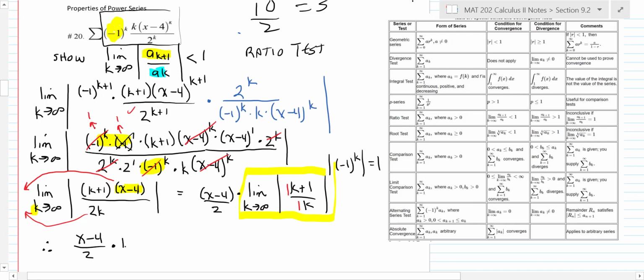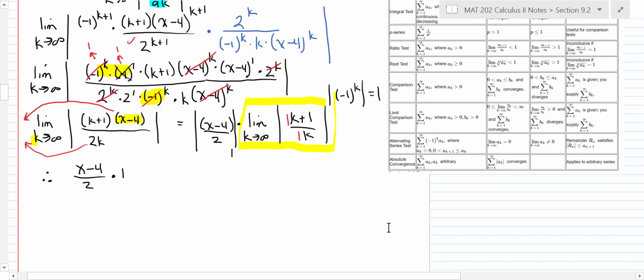And technically, all this stuff should be an absolute value. I'm being a little sloppy about that. So when you take all that out, it needs to really be an absolute value like that, okay? All right, so I've got this result. That means I just have the absolute value of x minus 4 over 2.